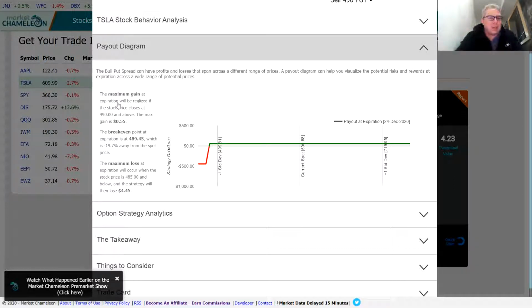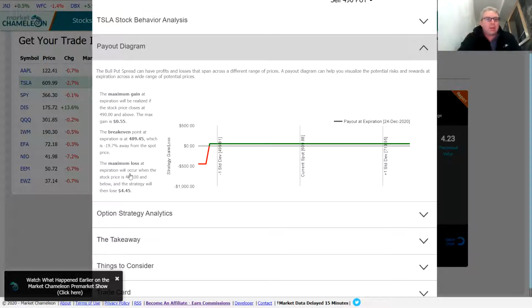I love this software. Maximum gain at expiration will realize if the stock price closes at 490 and above. 490, not 590, 490. Maximum gain is $55. 0.55 per one contract is $55 per one contract. Break even is 489.45, which is minus 19.7% away from today's spot price. Tesla needs to go down 20% in 2 weeks. Is it possible? With Tesla, anything is possible. We got 99% chance that it will not happen based on history.